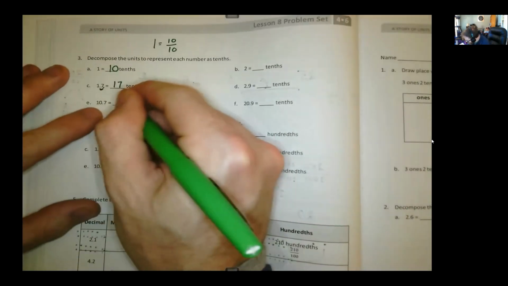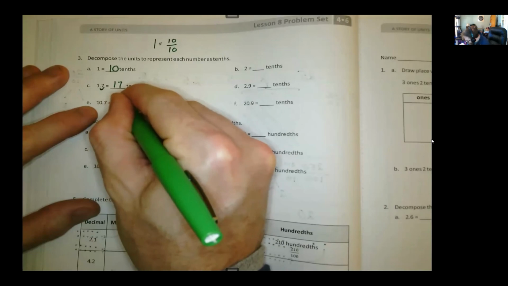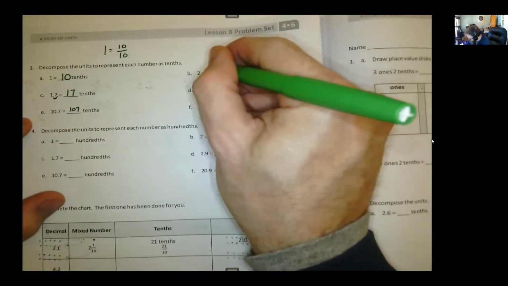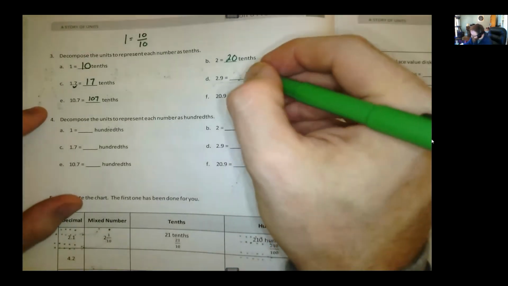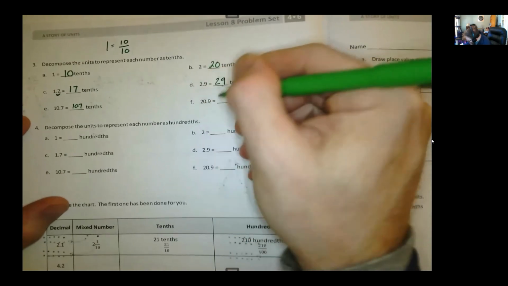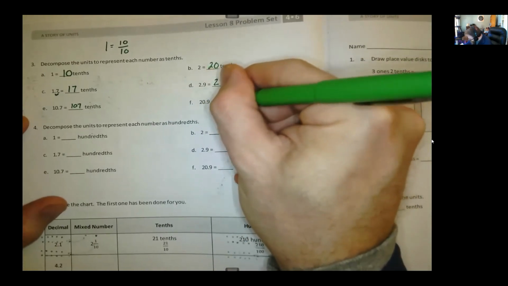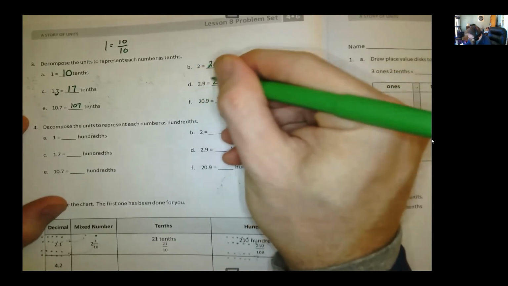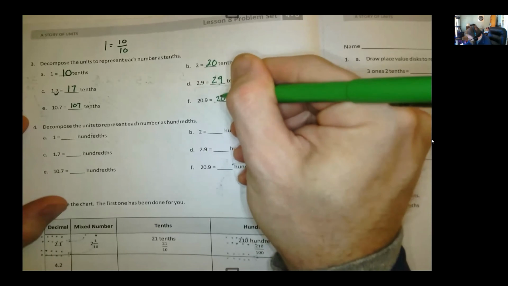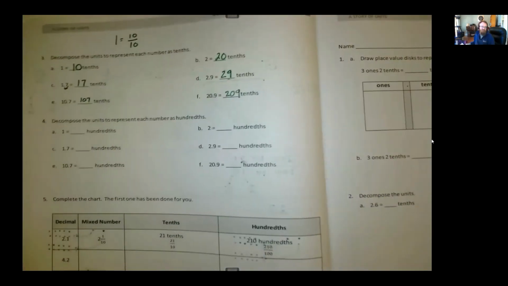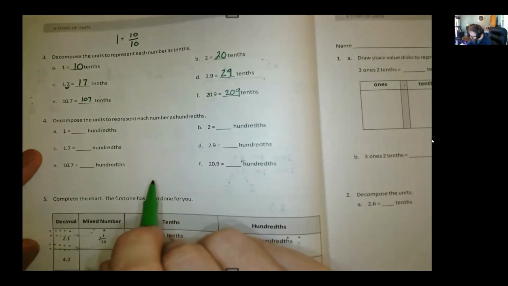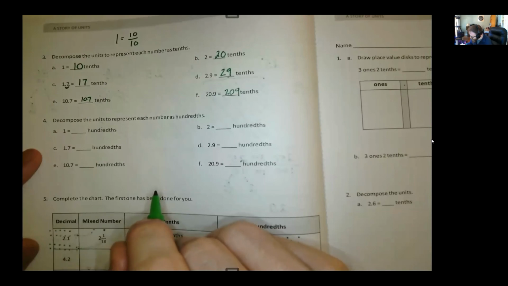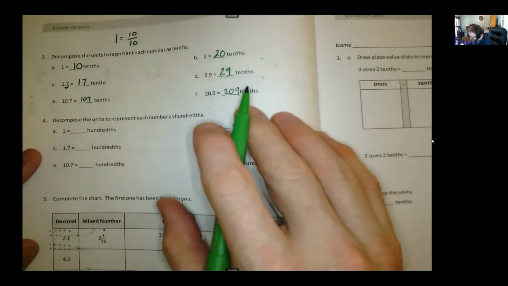So following that pattern, 10 and 7 tenths is 107 tenths. 2 is 20 tenths, right? If 1 is 10 tenths, 2 has to be 20 tenths. 2.9 is 29 tenths, and 20.9 is 209 tenths. Just by moving your decimal one place to the right, you can find the same value written as tenths instead of as a whole number.